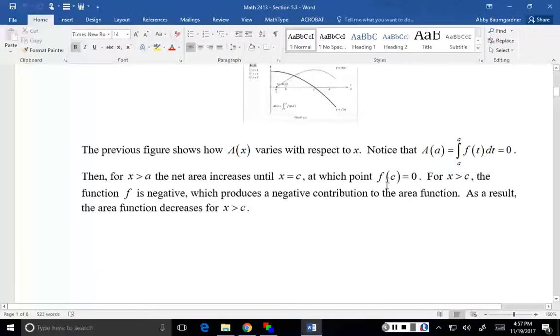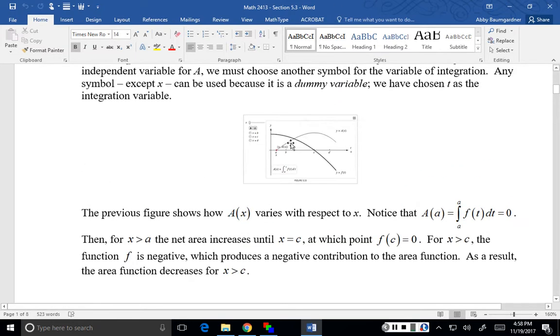All right, so this figure shows how the net area varies with respect to x, and we saw that it increased until it got to c, but for values greater than c, that f of t function is negative, and so it was contributing negative values to our area function, and so we saw that area function decrease.